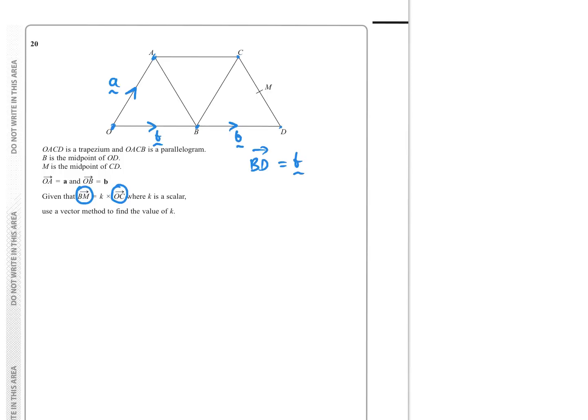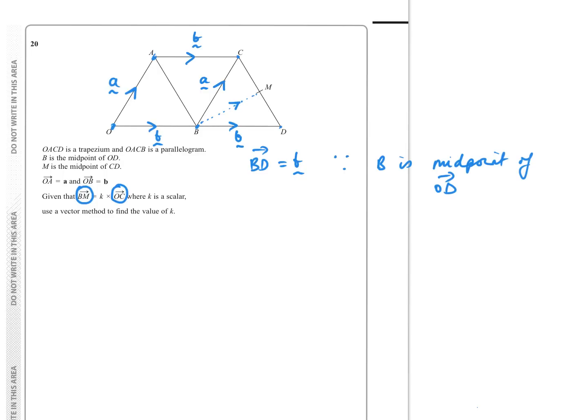That's basically it. So we know that B to D is also b, because we know also that OB is the midpoint. So because B is the midpoint of OD, if we want to go and find B to M, how are we going to work that out? Well, the nice thing is that because that was a parallelogram, we know that this is b also. We know that this is also a. So it's going to be quite hard to get this question wrong.